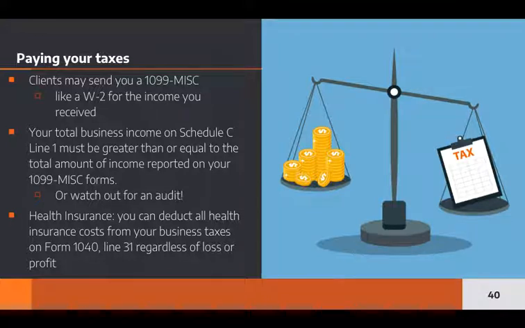Your clients may send you a 1099 MISC. This is like the W-2 for the income you received. Your total business income on Schedule C, Line 1 must be greater than or equal to the total amount of income reported on your 1099 MISC forms, or you need to watch out for an audit.